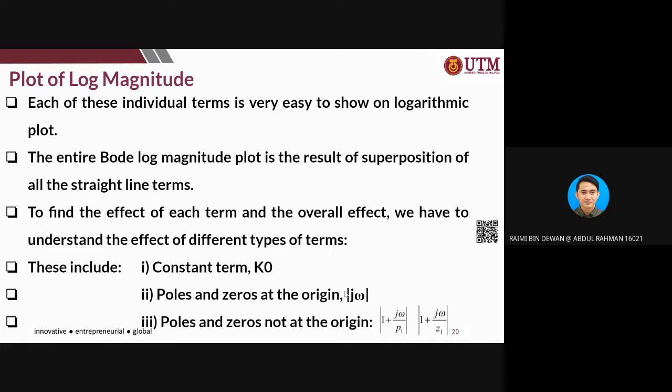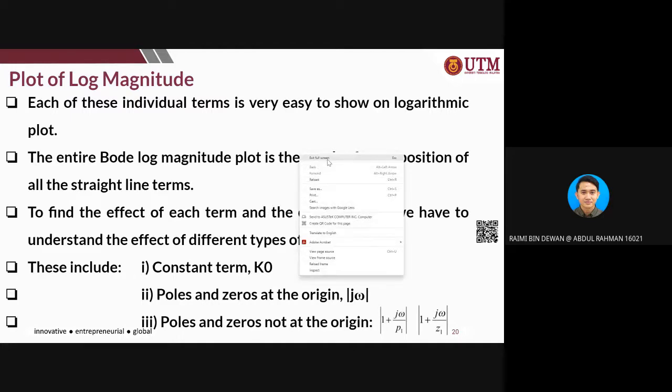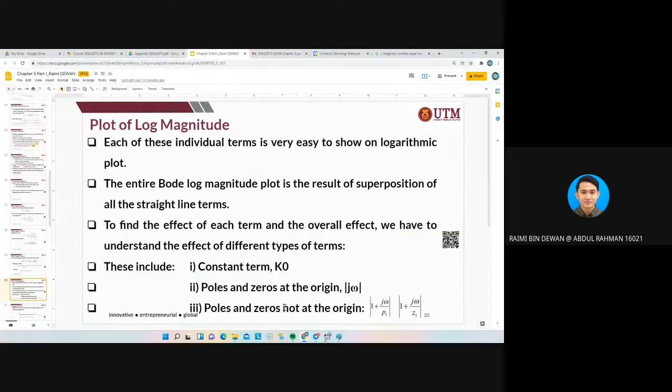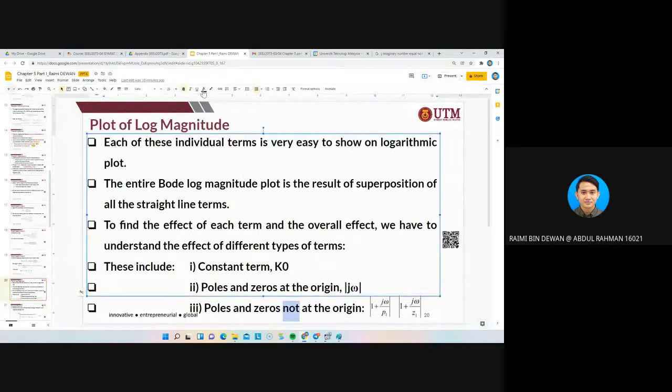This is the form where they are not at the origin. This one is when they are at the origin, and then depending on whether they are in the numerator part, they will be regarded as zeros at the origin, and if they're located in the denominator part, they will be called poles at the origin. For this case, it's not at the origin. So you can see the difference.